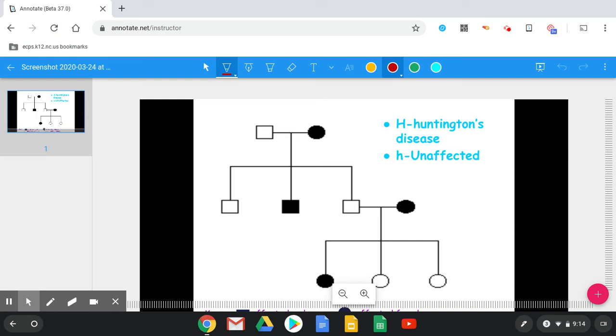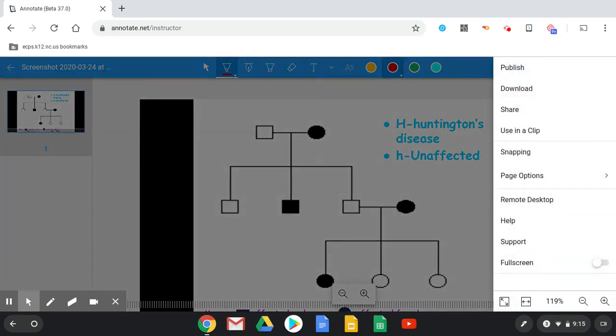All right, in this example, we're looking at a genetic disorder called Huntington's disease. Huntington's disease is a neurologic disorder that affects the nervous system, particularly the brain. In this case, Huntington's disease is a dominant disorder, and being unaffected is a recessive disorder.